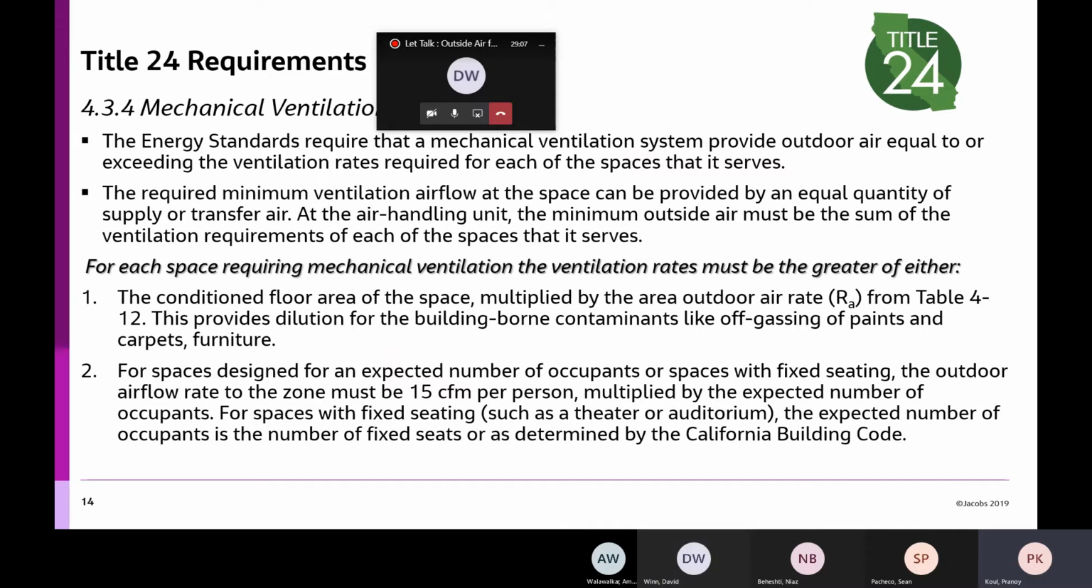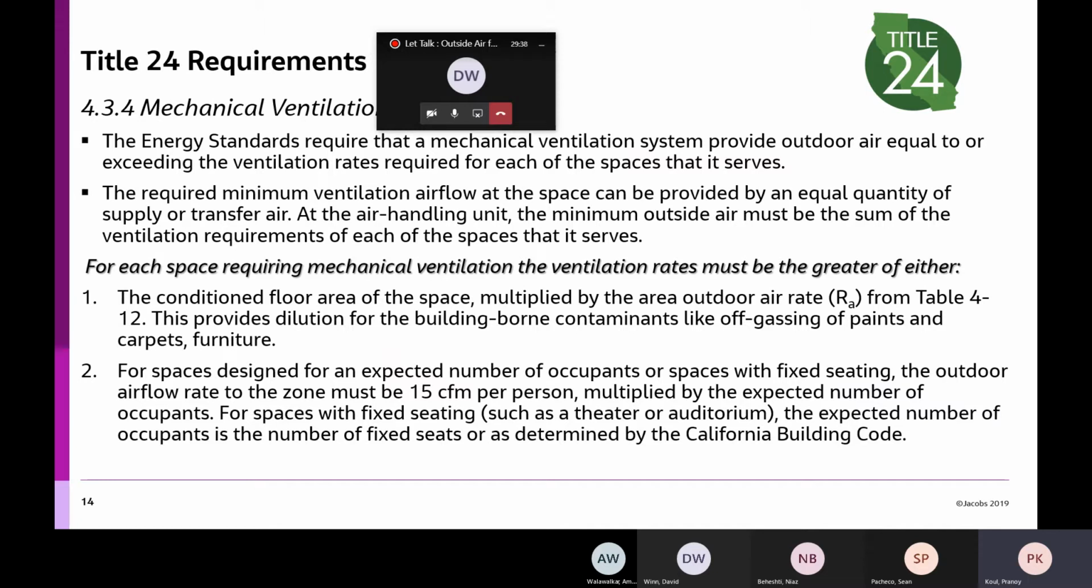All right. So the second aspect: for a space designed for an expected number of occupants, or a space with fixed seating, the outdoor airflow rate to the zone must be 15 CFM per person multiplied by the expected number of occupants. And for a space with fixed seating, such as a theater or auditorium, the expected number of occupants is the number of fixed seats as determined by the California Building Code.